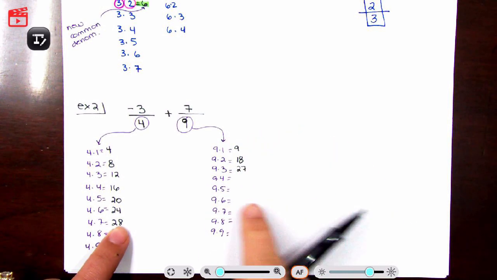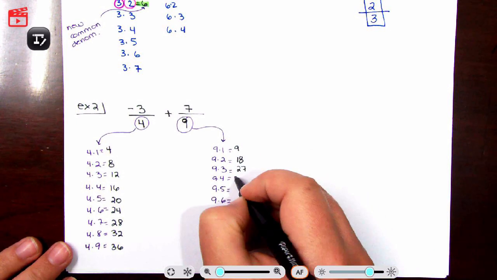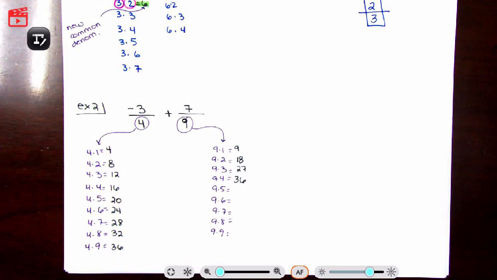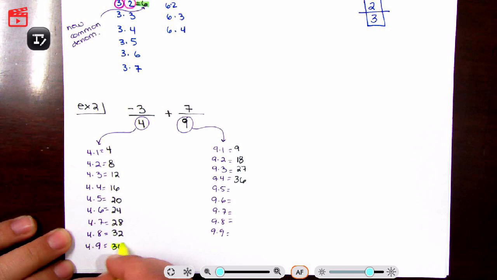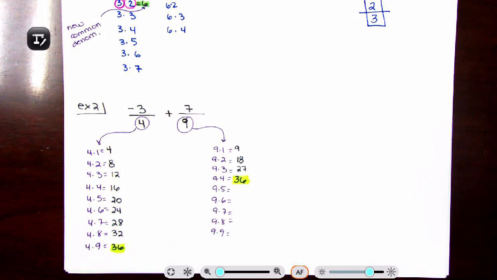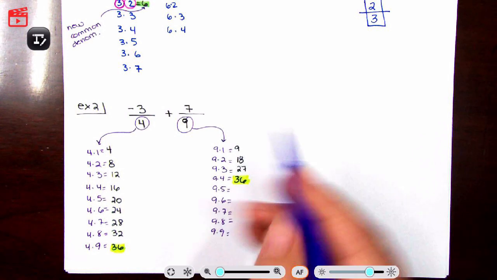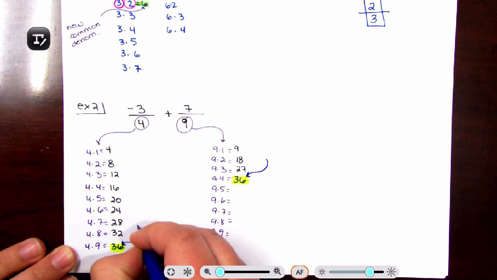Almost. I had a 28 and this is 27. So I almost had it, but it's not quite 36. Oh, I see it. It's 36. I think I said 36 earlier. So here we have 36 as an output and 36 as an output. That means that your new common denominator will be 36. So this is your new denominator.